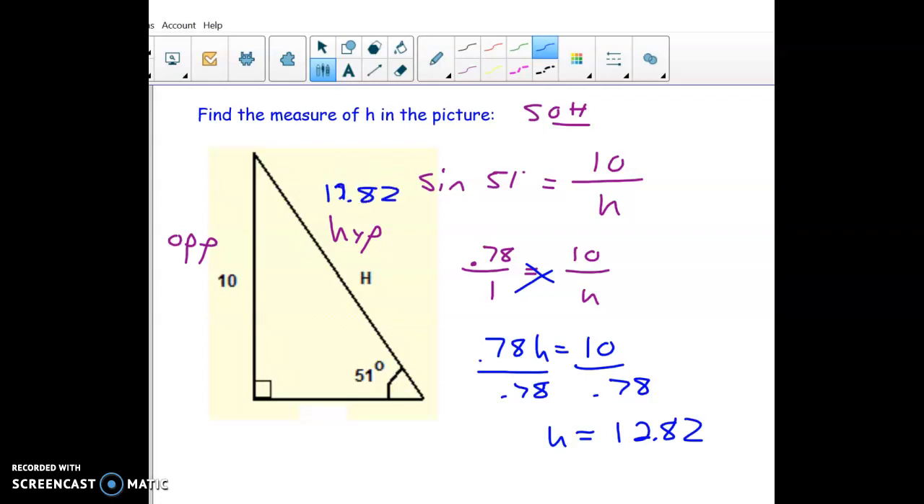Again, visually, you can see that this side is 10, so it makes sense that this one is about 12.82. It definitely should be bigger than 10. If we didn't get something bigger than 10, we should go back and check our work.